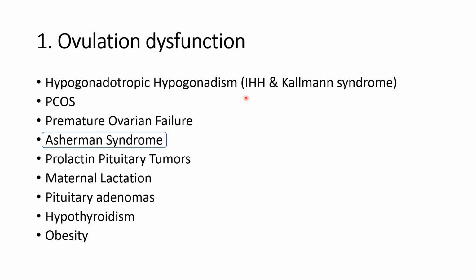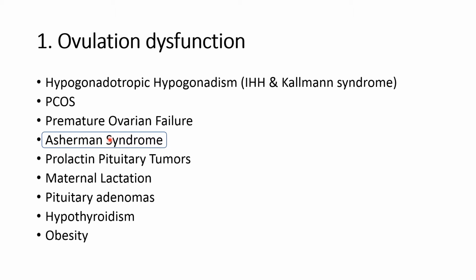Asherman syndrome is not a direct cause of ovulation dysfunction, but it causes amenorrhea, and the amenorrhea that Asherman syndrome causes is called secondary amenorrhea.